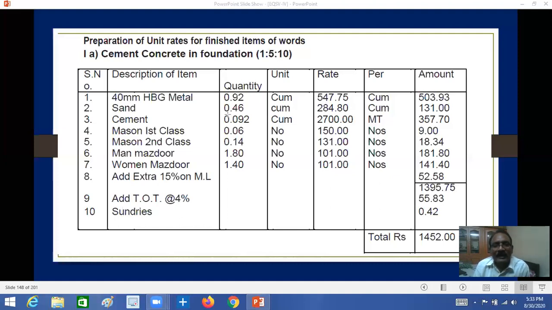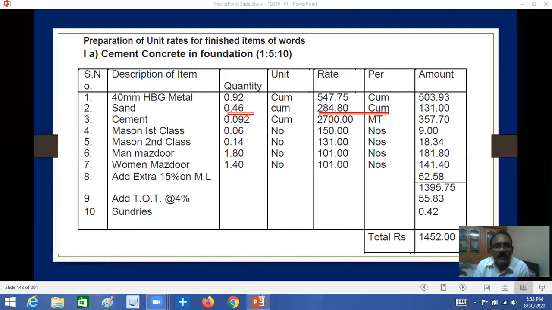Now, sand required is 0.46, because the mix is 1:5:10. So this is almost 50%, and 0.46 cubic meter of sand is required. In the market, or SSR rates given, this may be the previous SSR rates. So for 1 cubic meter of sand, what is the cost? That is 284.8 rupees per cubic meter of sand. Now you have 0.46.